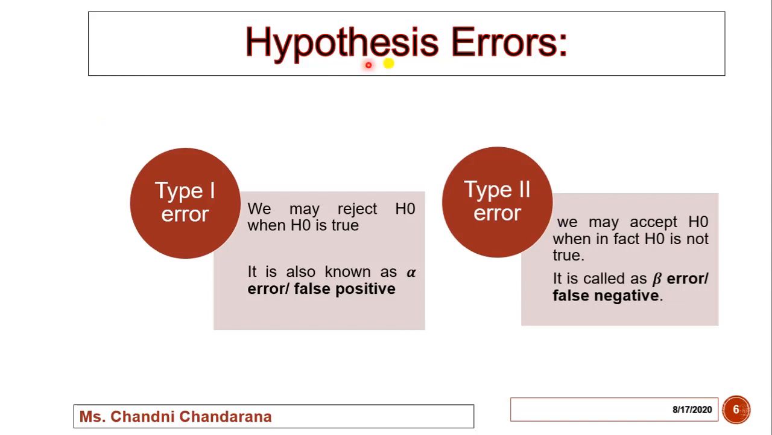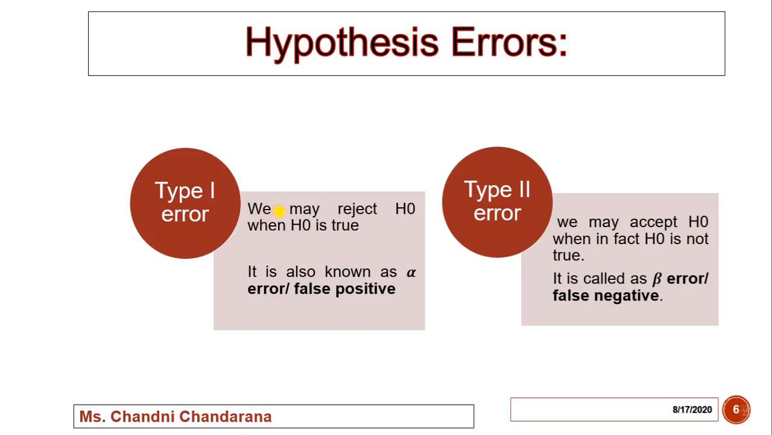Now we will see the hypothesis errors. So the hypothesis errors are of two types. As I have discussed about probability, or we can say the level of significance. So what is error? It's divided into two types, type 1 error and type 2 error. So what is type 1 error?